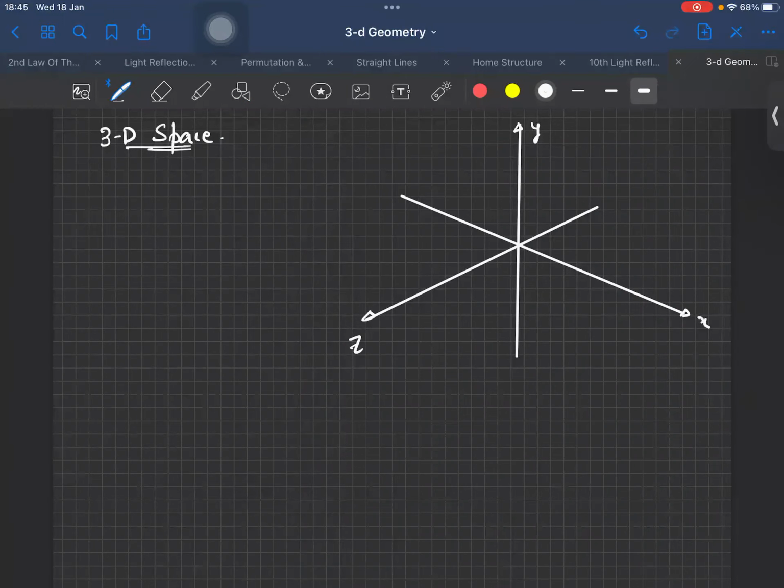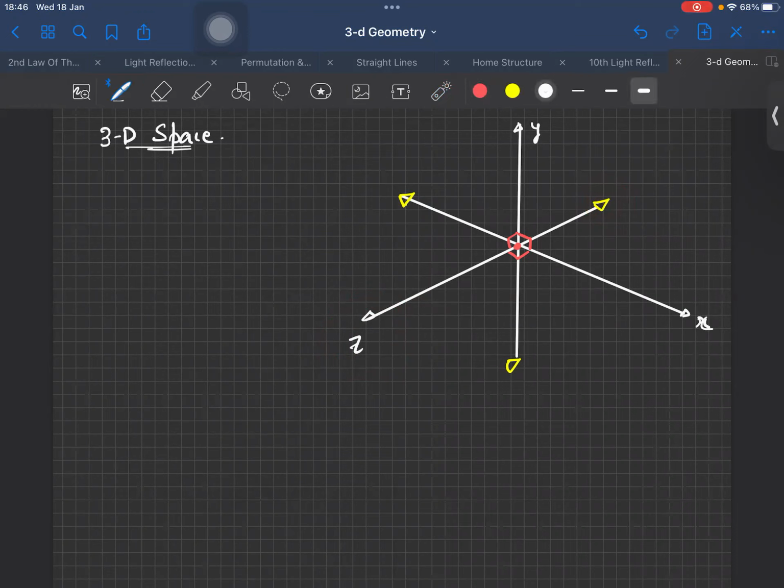Why is this positive z and not positive z on this side? Can anyone tell me? This is the origin, by the way, and these three axes are mutually perpendicular to each other, right? So x and y will make 90 degrees with each other, y and z will make 90 degrees with each other, and x and z will make 90 degrees with each other, right? Now, why is this positive z? Why not this one? Anybody having an idea?